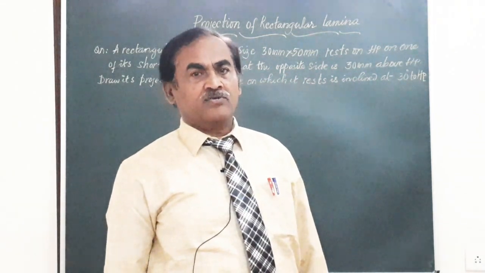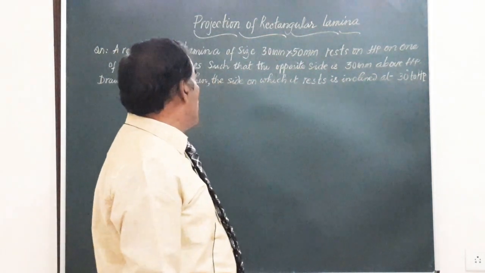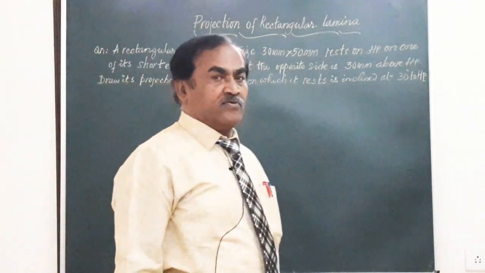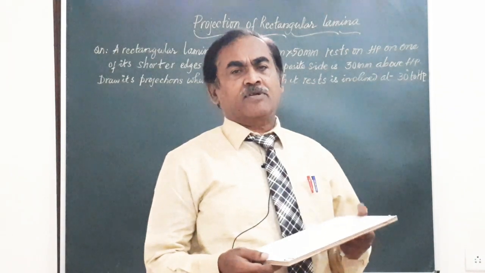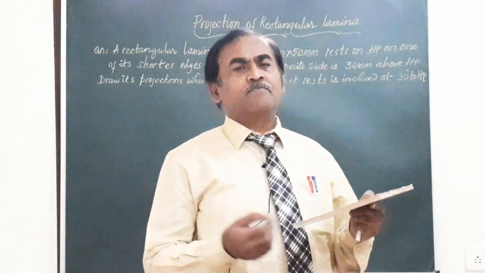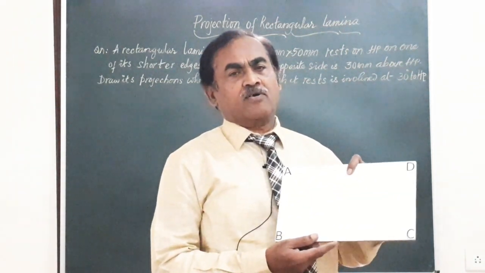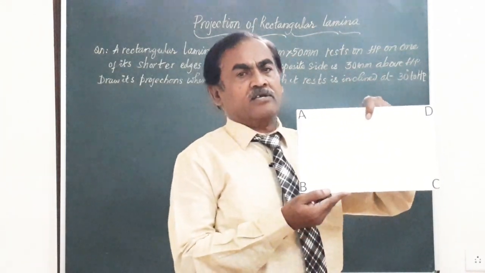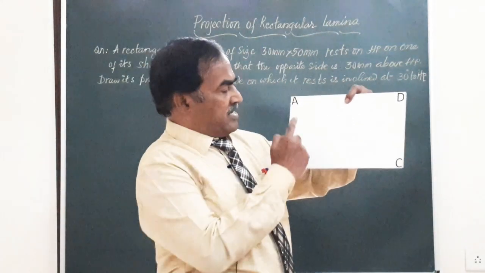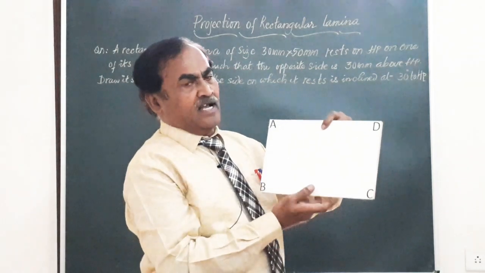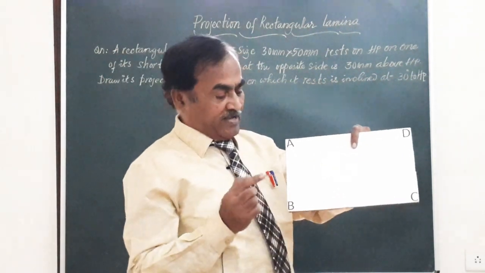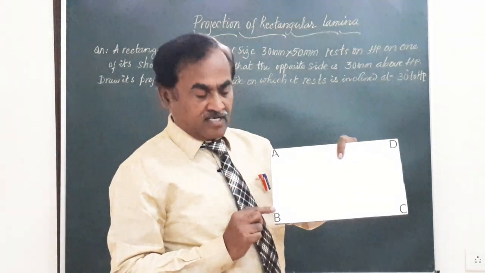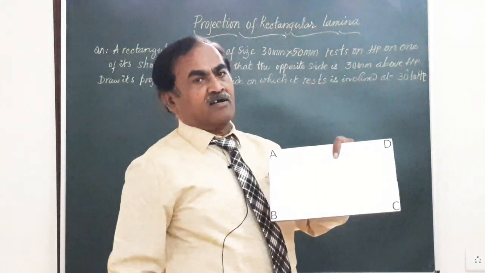Friends, in today's session, we are going to deal with the projections of a rectangular lamina. A rectangular lamina by name is a very thin plate which has got the shape of a rectangle. So here we have a rectangular lamina ABCD, and the dimensions are given as 30 mm by 50 mm. 30 mm is the shorter side, 50 mm is the longer side.